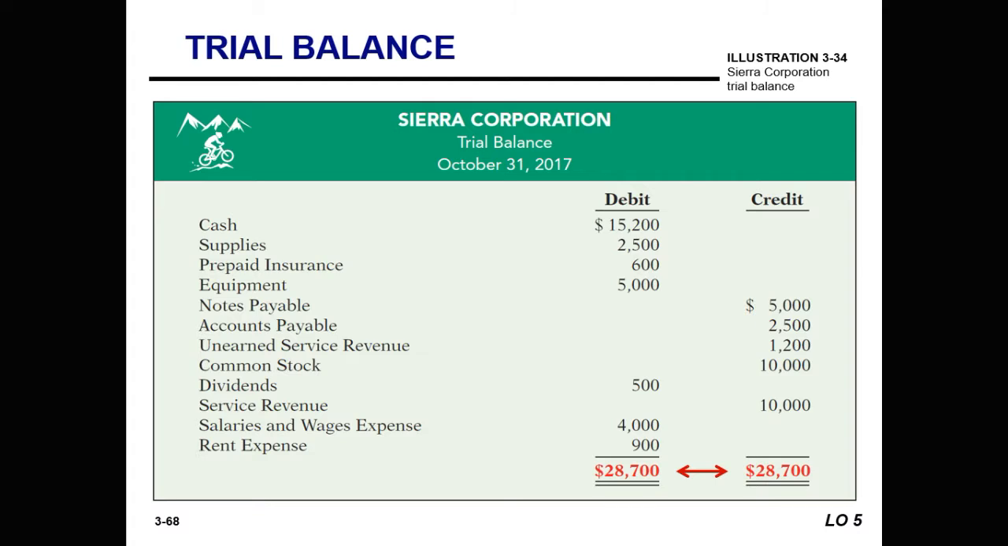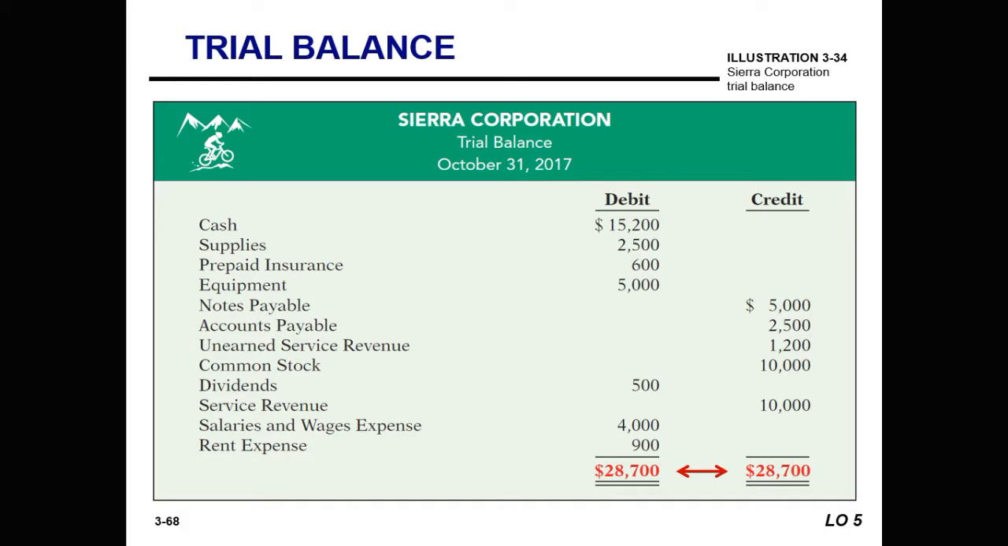Here's a sample of the Sierra Company or Corporation's trial balance on October 31st, 2017. Now you'll notice that debits equal credits. So we know that all of the journal entries had equal debits and credits, and everything was translated from the general journal to the posting to the ledger accounts correctly and appropriately. Doesn't mean the initial transaction was analyzed correctly, only that debits equal credits.